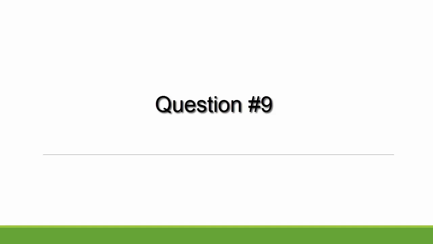Number 9 says, okay, a student measures the mass of an object as 2.32 grams, and its volume is 34.56 milliliters. She then calculates the density to be 0.06712969. There are two things wrong with her value. What are they? What's wrong?